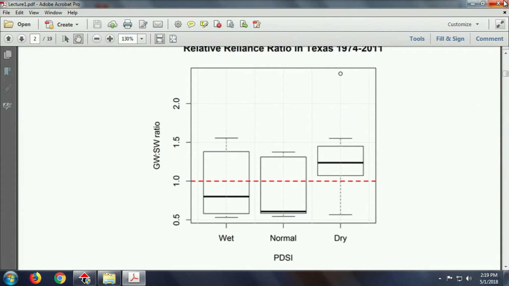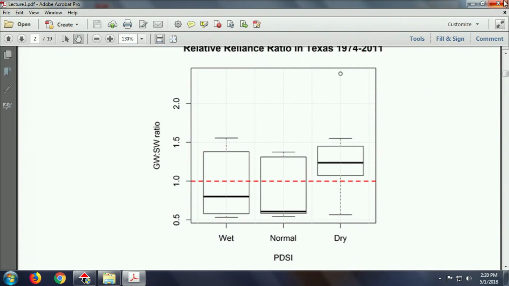How do you measure drought? That's one way to do it. And what do you see? The median, which is the black line in between, is over 1 during periods of drought, and much lower than 1 during wet and normal periods. So groundwater use almost doubles during periods of drought because surface water dries up, and people who have junior rights don't have surface water, so their next choice is to get groundwater.